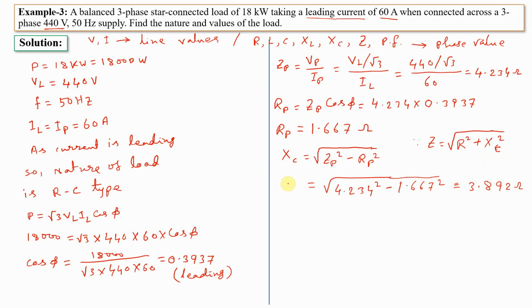So this is the value of Xc, and we know that the Xc is equal to 1 upon 2 pi Fc. So here we can write 1 upon 2 pi Fc is equal to 3.892, or we can write C is equal to 1 upon 2 pi F into 3.892.